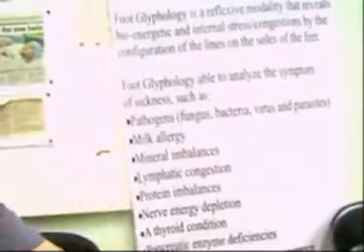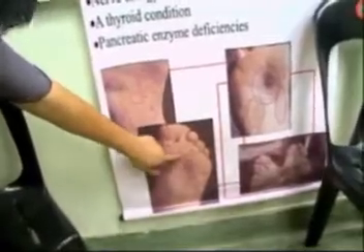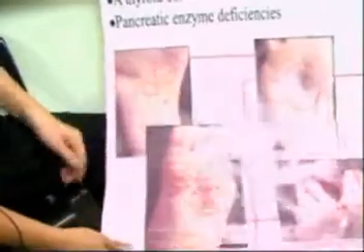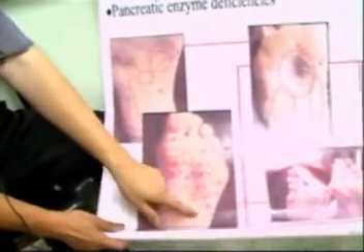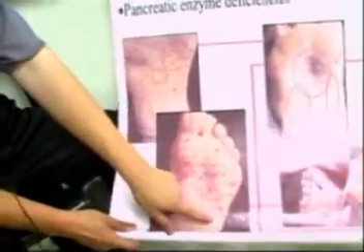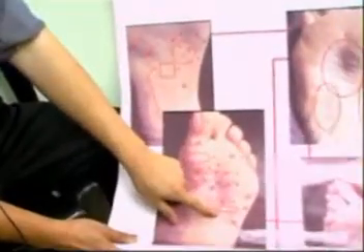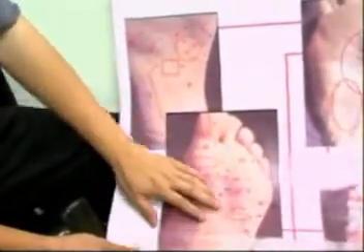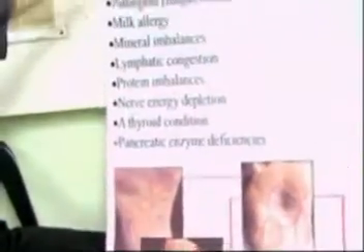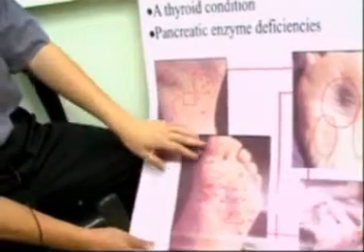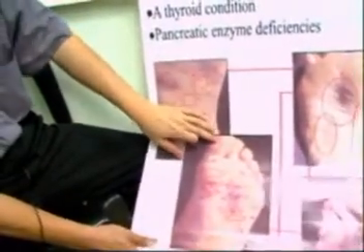This is the thing that I'm checking: the stress pattern. Again, this is a stress pattern. All these lines have their own meanings, and every zone is represented here. Maybe you can't see it, but this is a callus here.